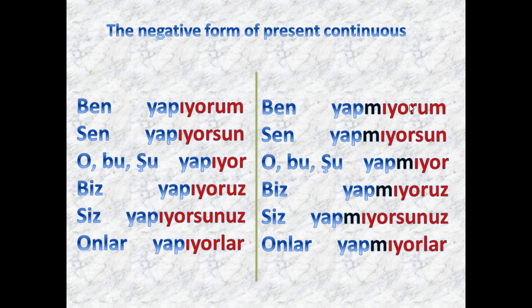Okay. Yapıyorum, yapmıyorum. Yapıyorsun, yapmıyorsun. Yapıyor, yapmıyor. Yapıyoruz, yapmıyoruz. Yapıyorsunuz, yapmıyorsunuz. Yapıyorlar, yapmıyorlar. Okay. You see, I've marked the negative suffix here with black, and the conjugation suffixes here with red. And please take notes on your notebooks.